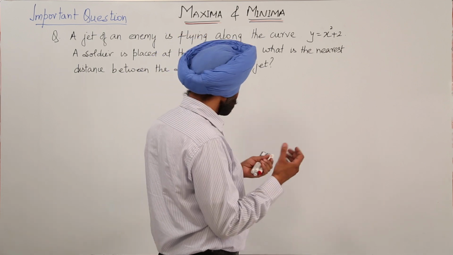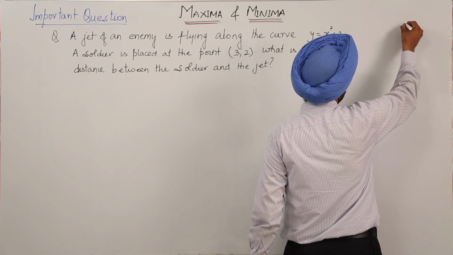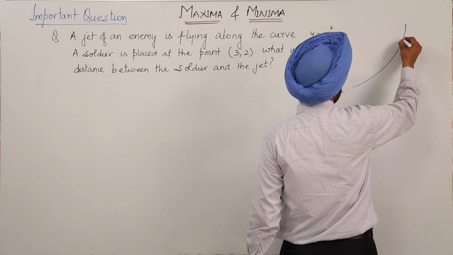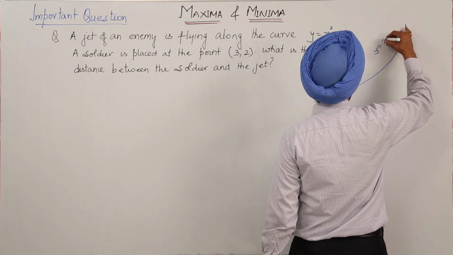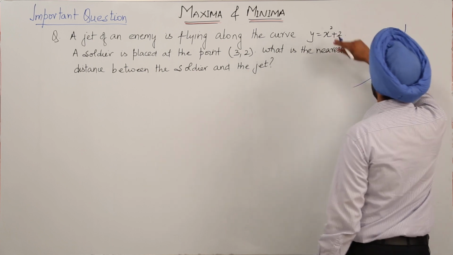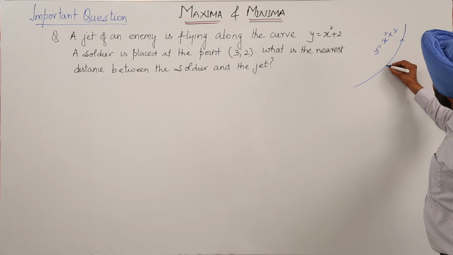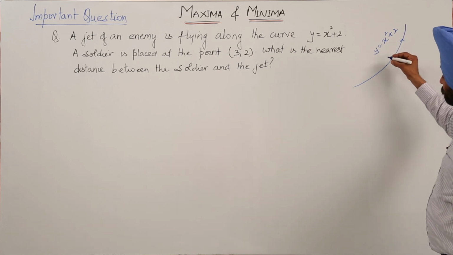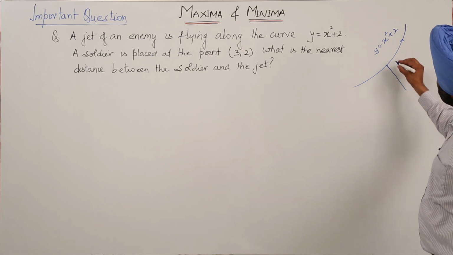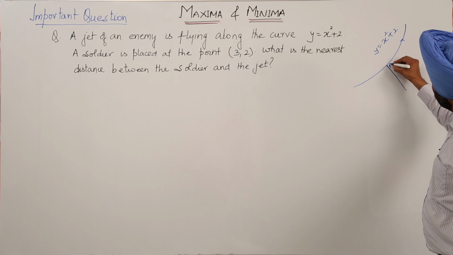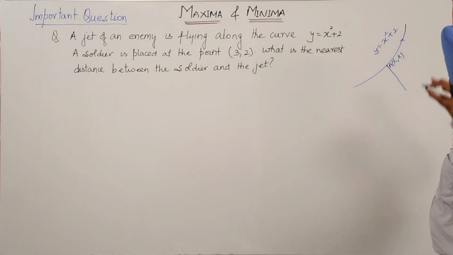So let's suppose we have a jet flying in this way, and the equation is given: y is equal to x square plus 2. This is the equation. Now let's assume this is the point which is the least one. Suppose this point is A, and the coordinates, let it be (h, k).